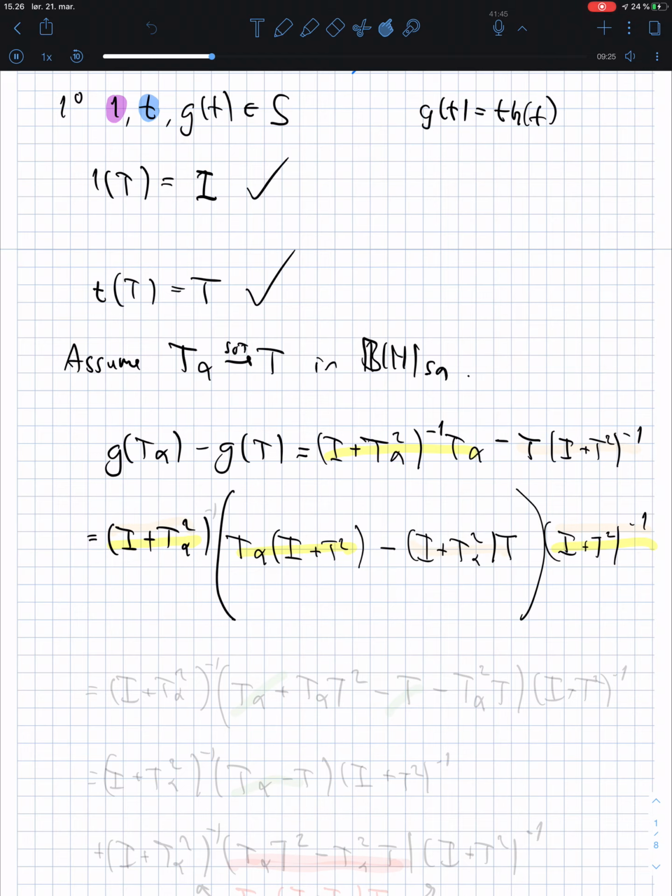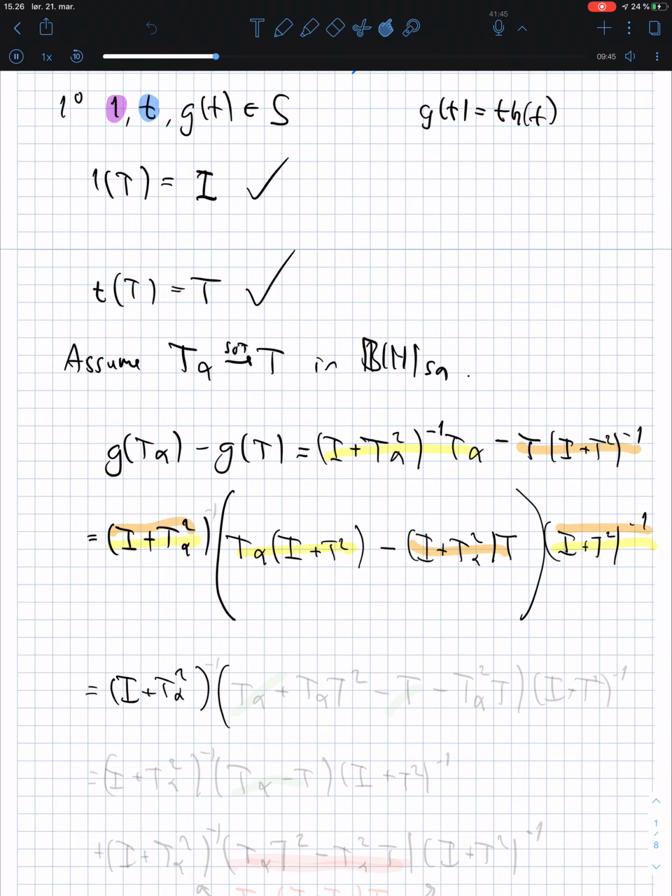All right, and of course, this term here, where is that? Well, I get this by this term and that term and this term for the same reason as before. So that's just a way of rewriting things. So I will say this is the identity plus t alpha squared. What happens inside the parentheses?